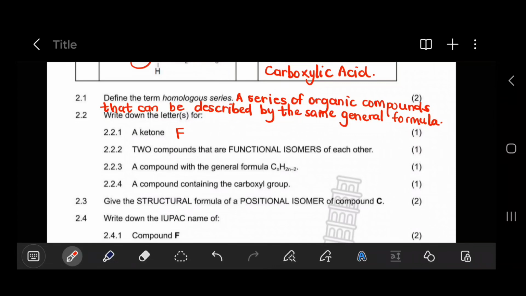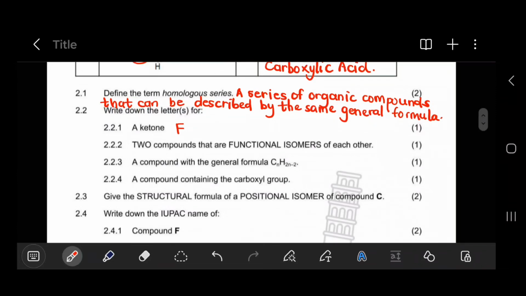2.2.2 says two compounds that are functional isomers of each other. So let us just remind ourselves what functional isomers are. They are organic compounds with the same molecular formula but different functional groups. Now, you have learned as part of your syllabus that there are only two functional isomers that we work with.